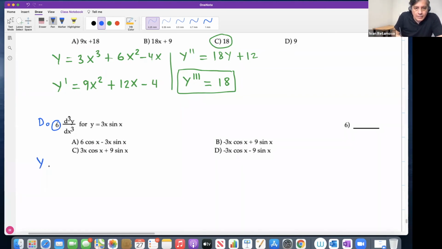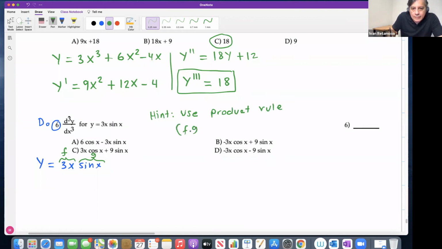y equals 3x multiplied by sine of x. Hint: treat this as a multiplication of function f, 3x, and function g, sine of x. Use the product rule. And what's the product rule? The derivative of f times g is f prime times g plus g prime times f. This is the product rule, right?